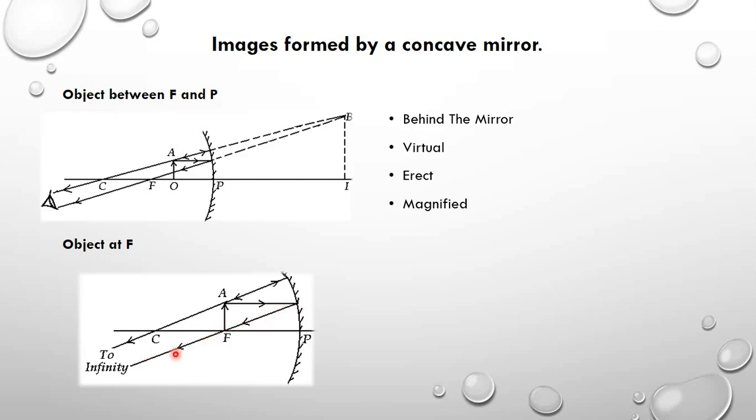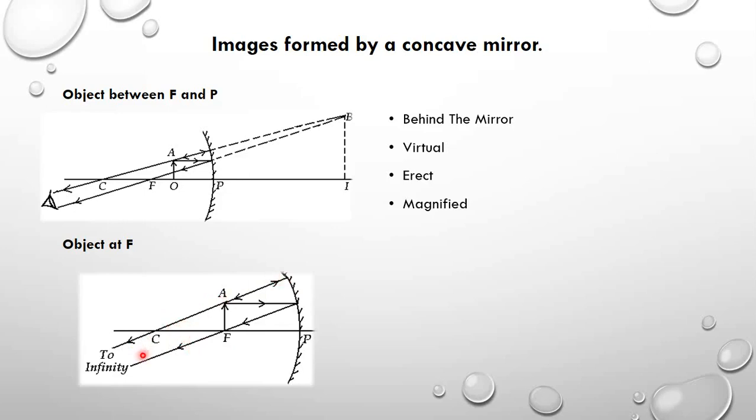And then the second one, this time around, we are going to use the third rule, which states that when a ray is drawn from the center of curvature through the top of the object, it is going to be reflected along the same path. So when you look at that, these two rays, if well drawn using a ruler, are going to be parallel.